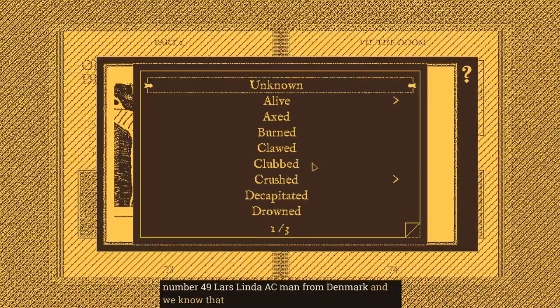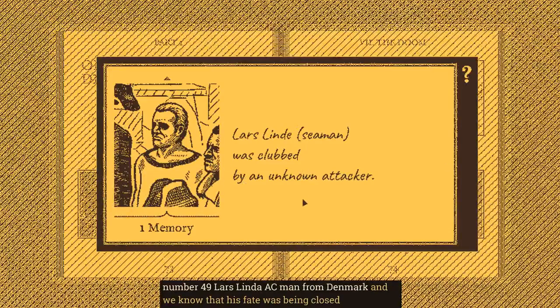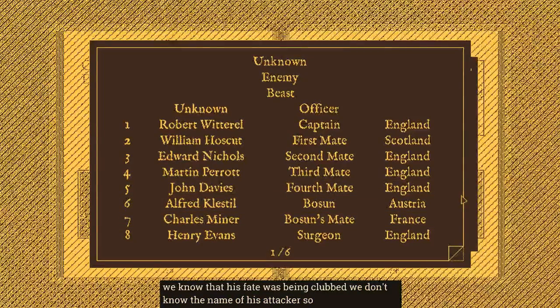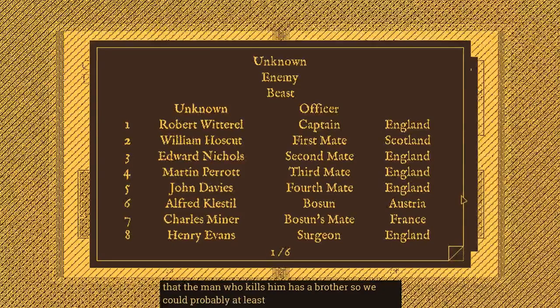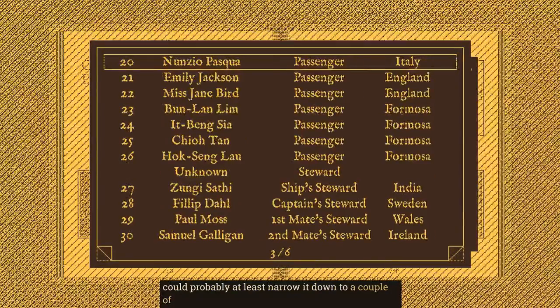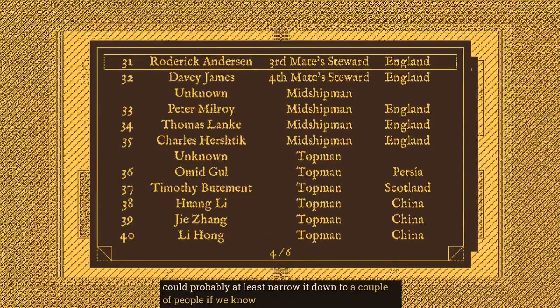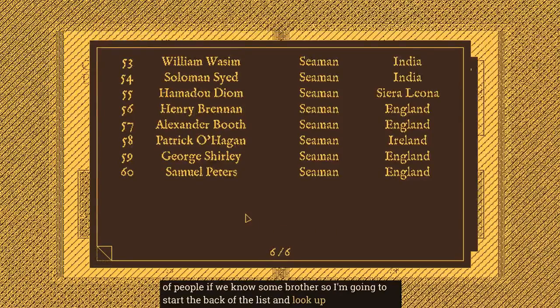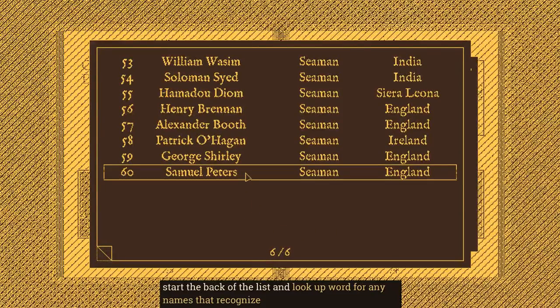And we know that his fate was being clubbed. We don't know the name of his attacker, so I'm going to go ahead and look back through the list, because we know that the man who kills him has a brother. So we could probably at least narrow it down to a couple of people if we know some brothers. So I'm going to start at the back of the list and look upward for any names that I recognize.